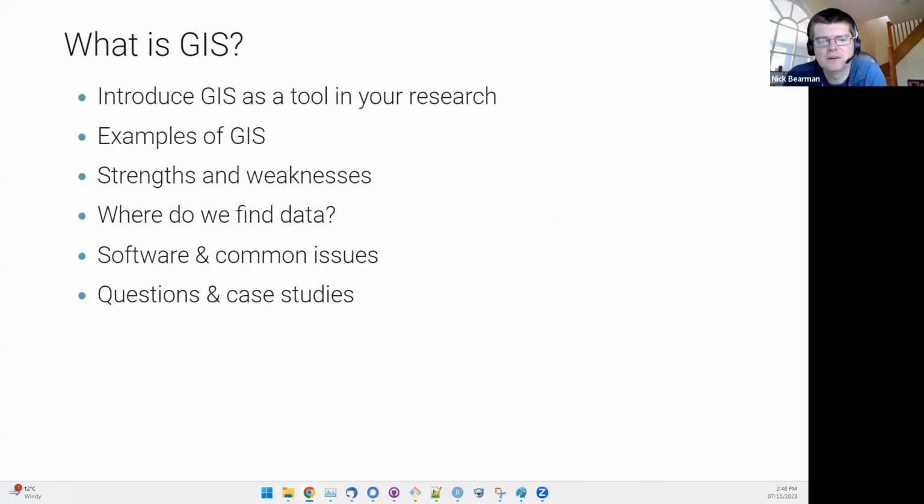Wonderful. So I'm going to talk a bit about what is GIS in the broadest sense. We're going to talk a little bit about how we might use GIS in research, give a range of examples, talk about some of the pros and cons of GIS, talk a lot about data because that's vital to what we do, talk a bit about software and some of the common problems. We'll say a little bit about next steps as well. And then we've got a little bit of time at the end for case studies and some questions.